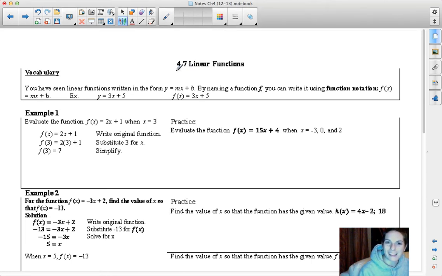Alright, so our last section in Chapter 4 is over linear functions. And actually the coolest part about linear functions is that there's really no new information. It's all old information that we look at in a slightly new way. So, you have seen linear functions written in the form y equals mx plus b. We're really familiar with slope-intercept form.